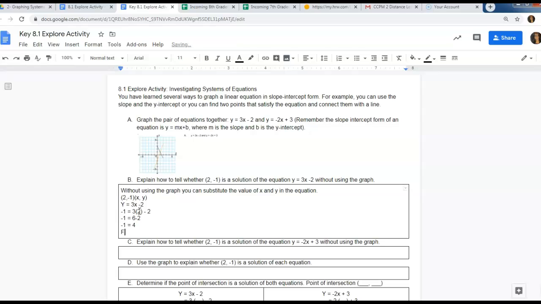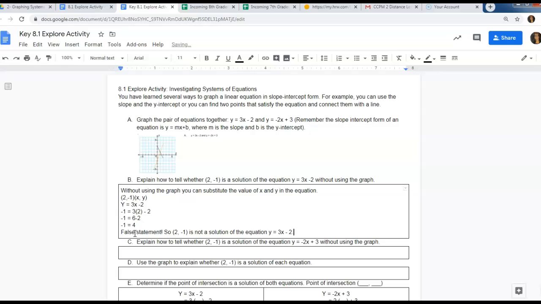Okay. False statement. Oops, misspelled. False statement. So (2, -1) is not a solution of the equation y equals 3x minus 2.